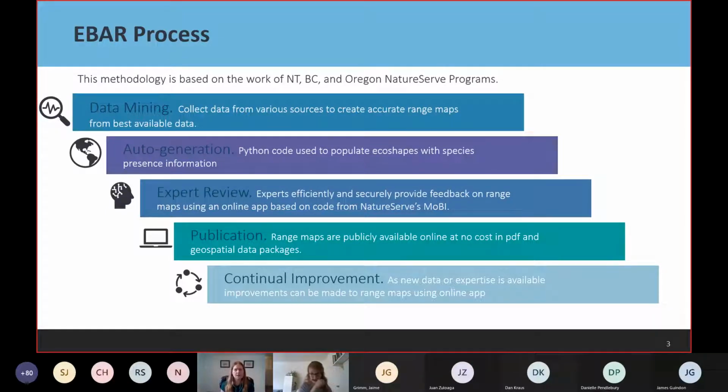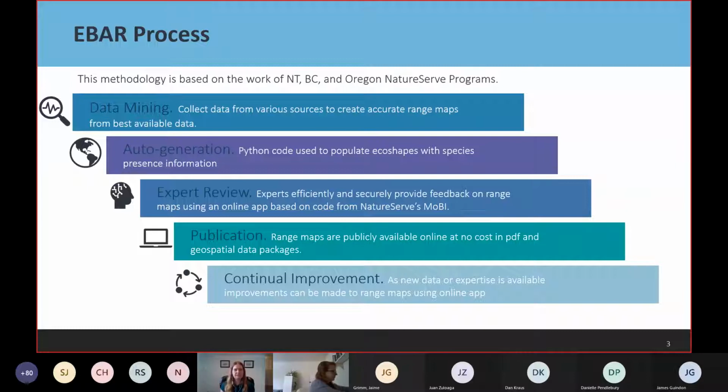But because this is an automated process, we wanted to ensure that the resulting range maps were accurate. We were able to do this by enlisting expert review. These experts' feedback was efficiently and securely captured using an online app that was based on existing code from NatureServe's map of biodiversity importance.